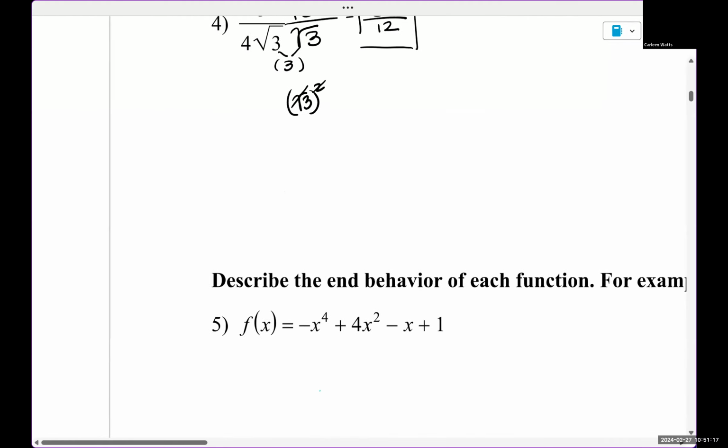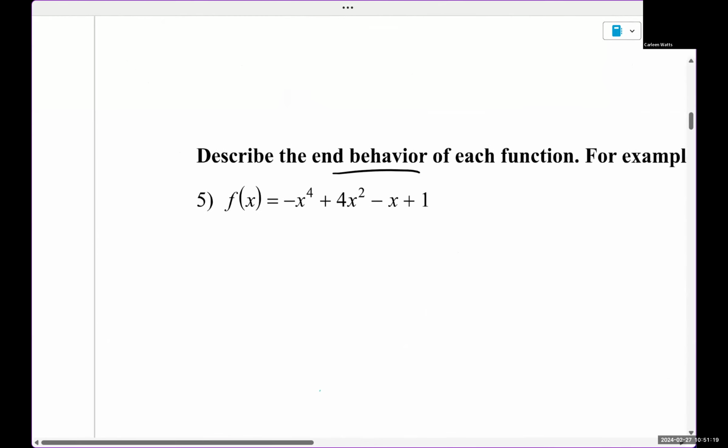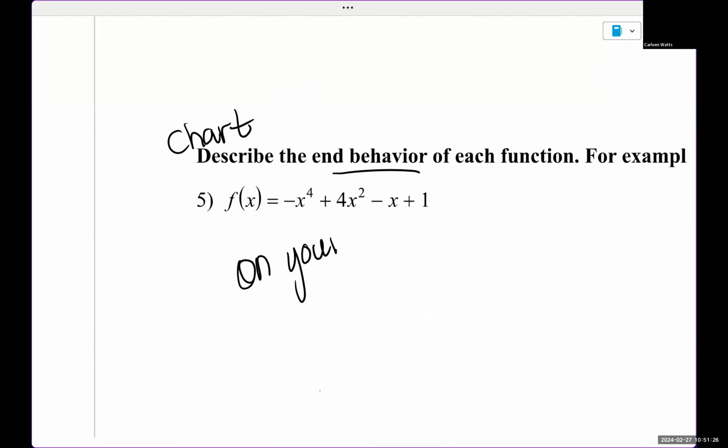Okay. This one is end behavior. You're going to use the chart. This one's on your own. Okay, when you come in person to take the test, I will hand you a formula sheet, and I will hand you a chart of factors and an end behavior chart. If I forget to give one of those to you, you can remind me. Okay, so the chart of factors has an end behavior chart stapled to the back.